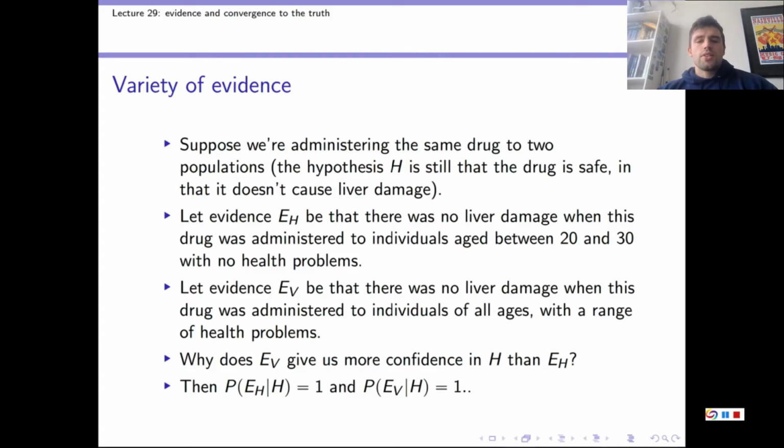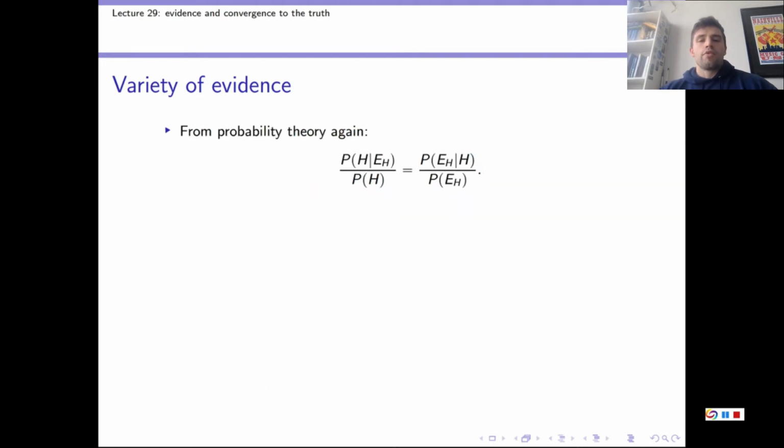So let's pause again for a quick question. Our hypothesis again is that the drug doesn't cause liver damage, and just like before, the probability of EH given H is 1, and the probability of EV given H is also 1, because if the drug doesn't cause liver damage, we would predict no liver damage in either the healthy or the varied populations. Now, from probability theory again, we know that the probability of H given EH over the probability of H equals the probability of EH given H over the probability of EH.